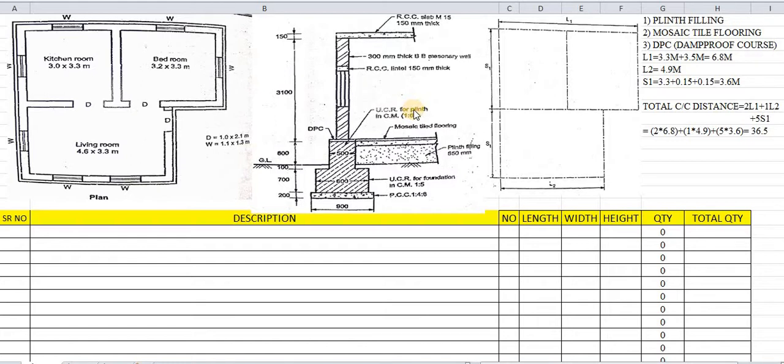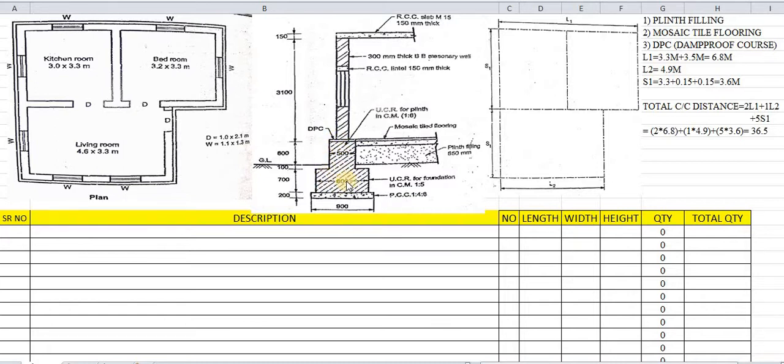Most important, we will calculate the DPC, that is damp proof course. Here DPC stands for damp proof course. First we have to see the concept, or properly see the section which has been given. Here the DPC has been laid over the second step UCR top, second step UCR.